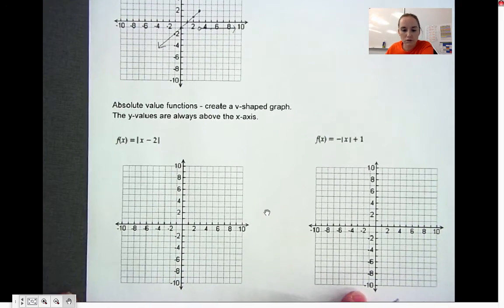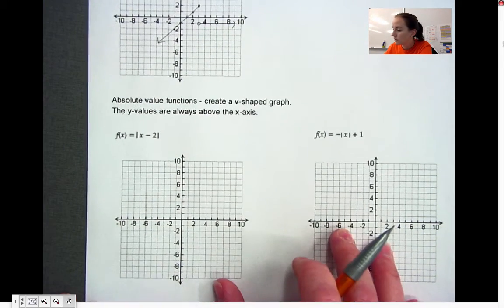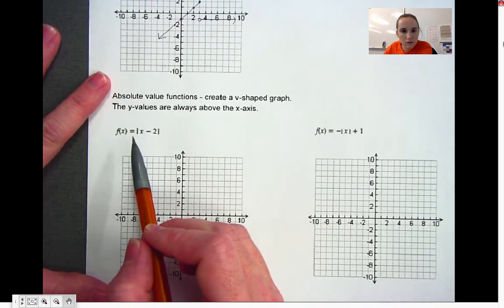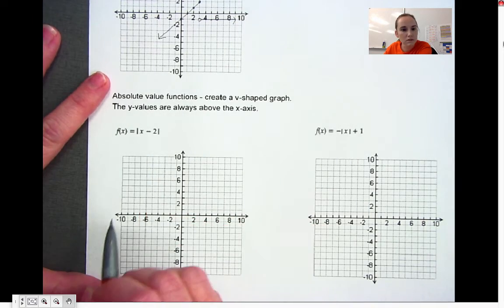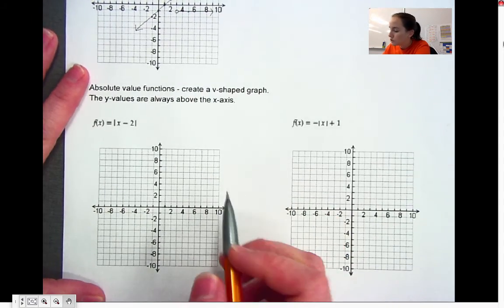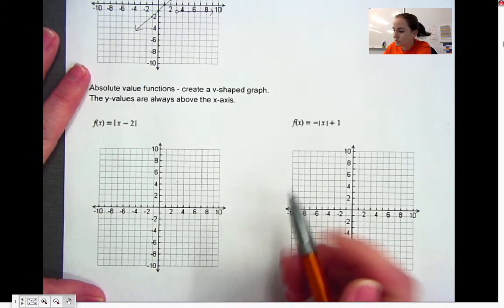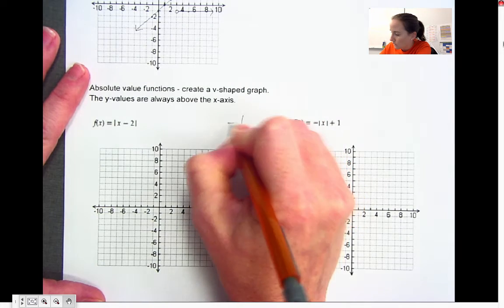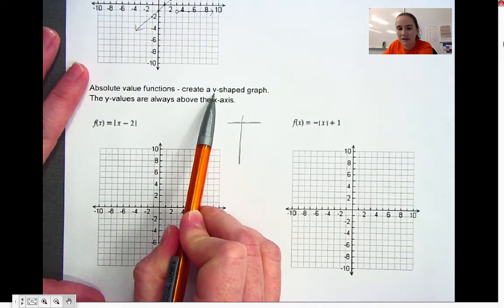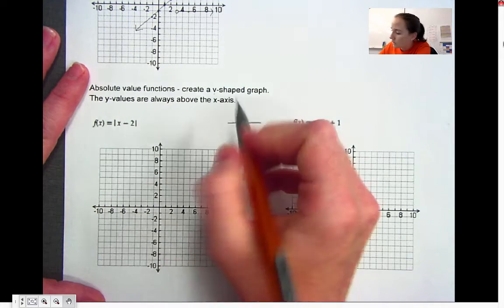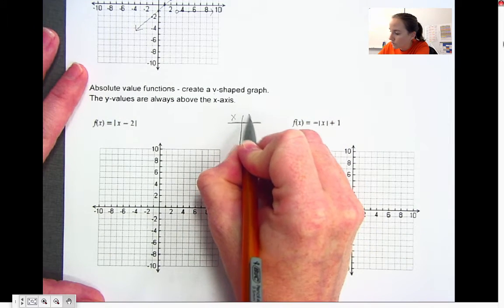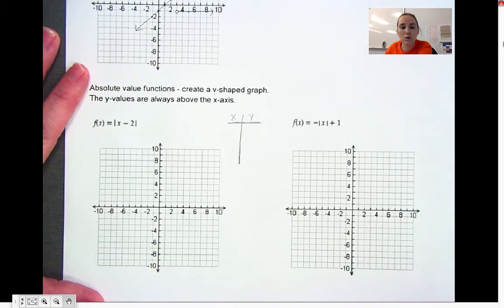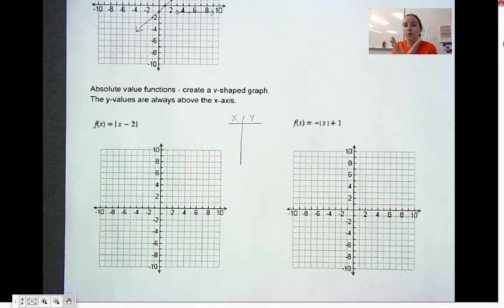Absolute value functions are also special types of functions. I'm sorry, it's a little blurry on my page, but it looks pretty clear through the camera. What you do with absolute value functions is plug in some values. First of all, the absolute value function will create a V shape. When we get into quadratics, you'll need to not get this confused with the quadratic, which produces a U shape called a parabola. This one has a point.